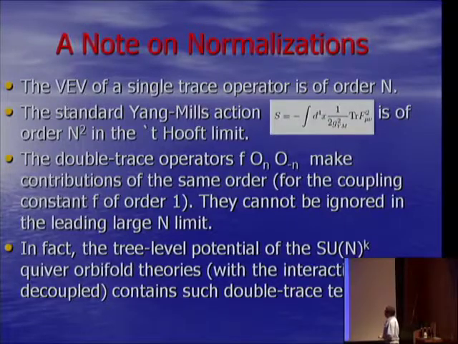For example, if you look at the normalization, the VEV of a single trace operator in a standard convention is of order n. Then the standard Yang-Mills action is of order n squared, because there is 1 over g Yang-Mills squared times trace F mu nu squared. So just a classical action is of order n squared. Now suppose you just add a double trace operator f O minus n, where f is of order 1. Then O n in this counting is of order n. So this gives you exactly the same leading n squared contribution as this term. So basically, they do change the leading planar energy.